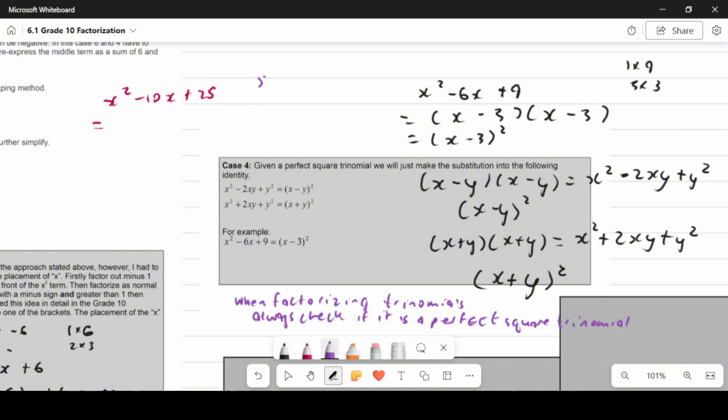Now remember, if I was given something like this here, x squared minus 10x minus 25, there's a minus sign here. Although this is a perfect square, you have a minus sign, you can't take the square root of minus 25. It is non-real. So therefore, you can't solve that question. So therefore, you have to also check now. It has to be a plus sign here and a plus sign here. Just some additional information for you.